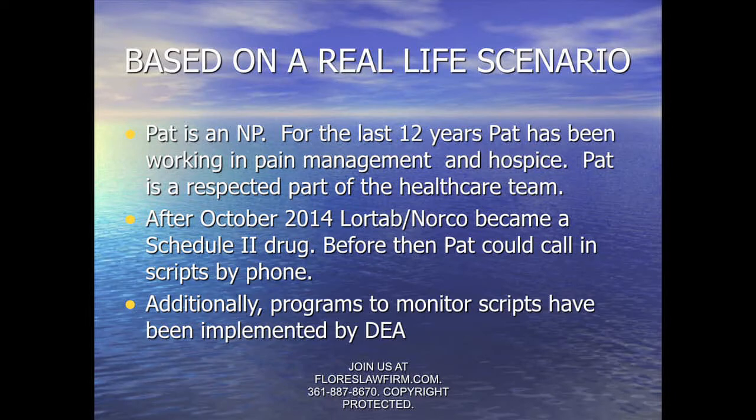And she's a respected part of the team. And as we all know, after October of 2014, we could not call in, even if we were working in those areas, Lortab or Norco, which became a schedule II drug.